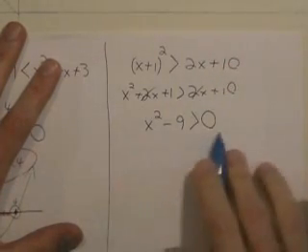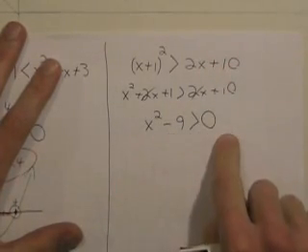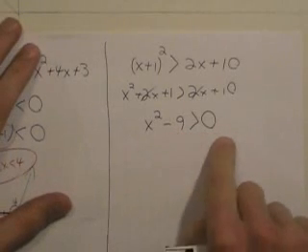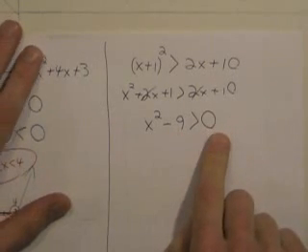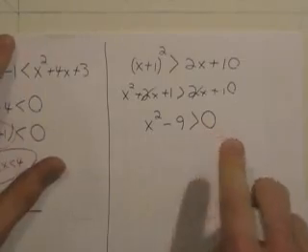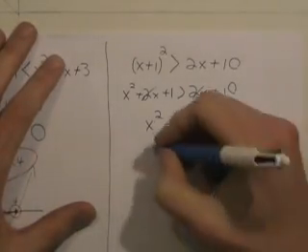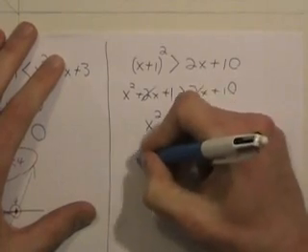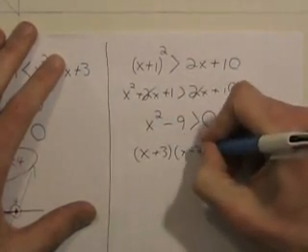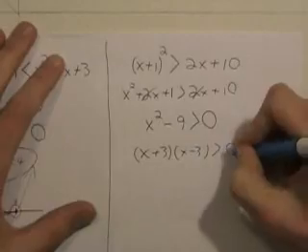Now at this point, don't be tempted to bring this over. Do not bring the 9 over and then square root both sides. You will get a nonsense answer. Do it with the graph. When we split this up, this will factor into x plus 3, x minus 3 is greater than 0.